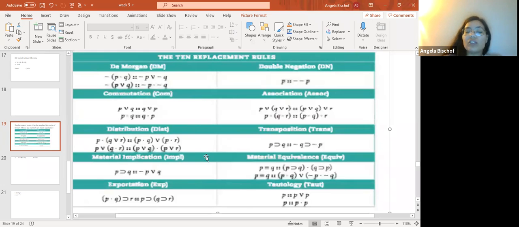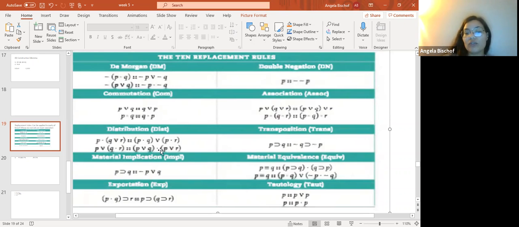Now, disjunction also distributes. So we have P or, and then in parentheses, Q and R. What this is saying is that P is true or Q and R is true, or both is true. So again, we're going to distribute that P to both conjuncts, but we're going to change that disjunction into a conjunction. So we get P or Q and P or R.